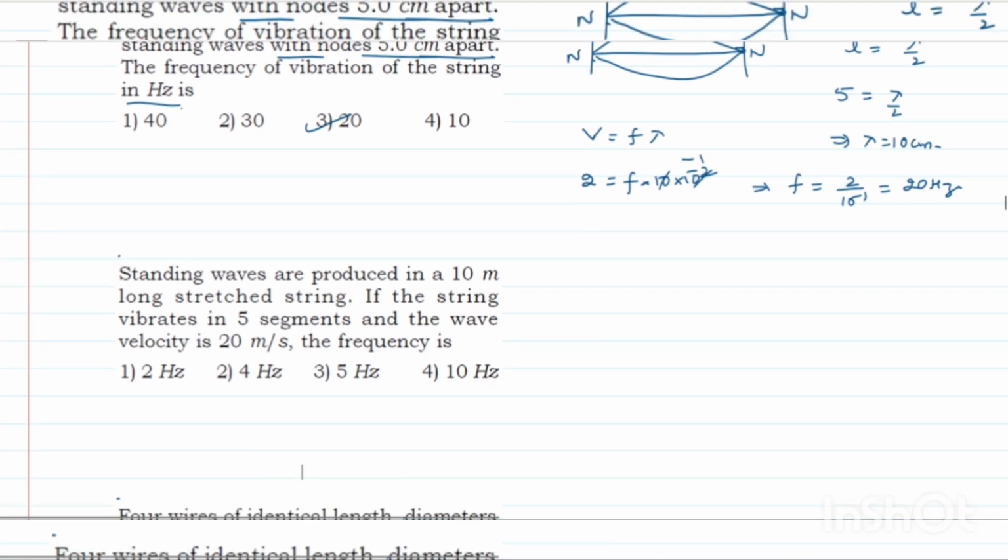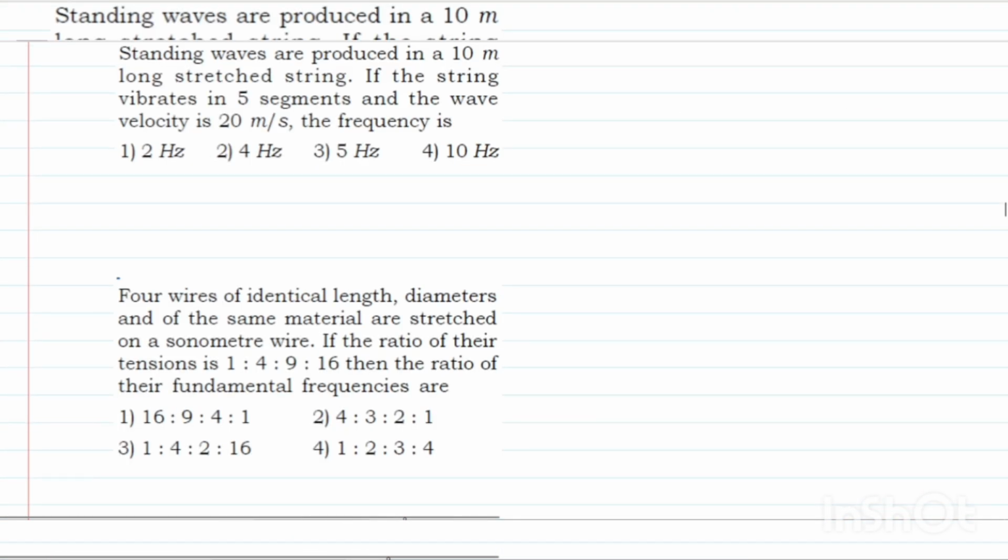Let us see the next question, students. Standing waves are produced in a 10 meter long stretched string. If the string vibrates in 5 segments, and here the wire is 10 meters and its velocity is given as 20 meter per second, find the frequency.